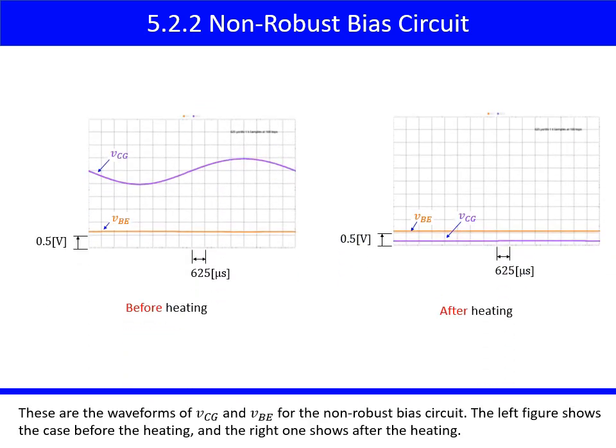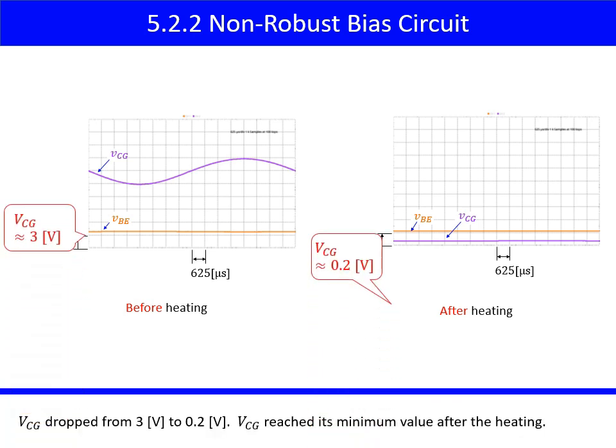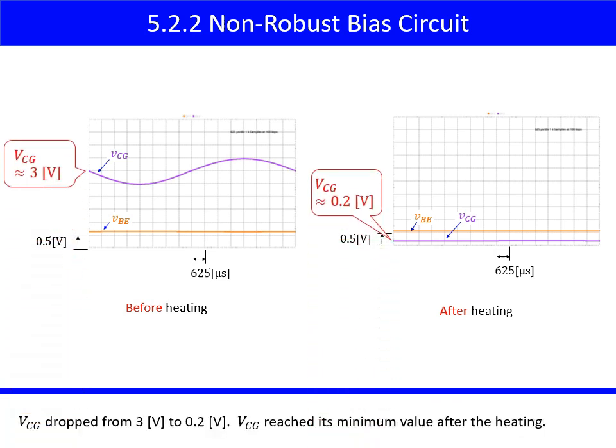These are the waveforms of VCG and VBE for the non-robust bias circuit. The left figure shows the case before the heating, and the right one shows after the heating. VCG dropped from 3 volts to 0.2 volts. VCG reached its minimum value after the heating.